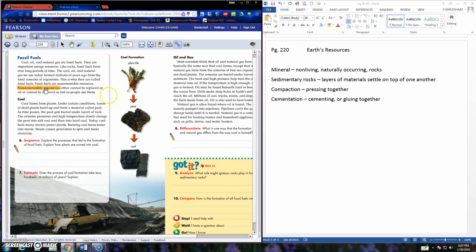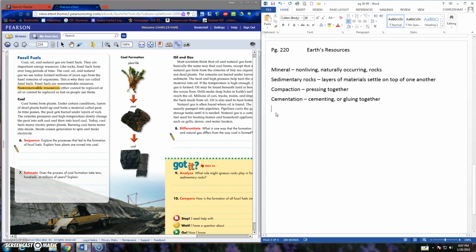Fossil fuels. We do need to know fossil fuels. Oh, good. I can write down FF. I heard you say it. FF con. Fossil fuels. The fossil fuels are coal, oil, and natural gas. Those are our fossil fuels. Coal, oil, and natural gas are fossil fuels. They are important energy resources.